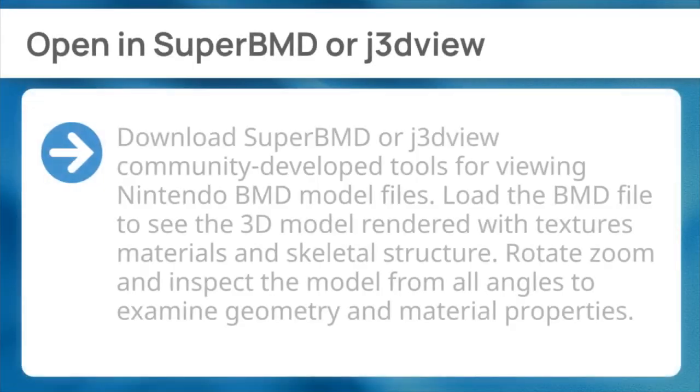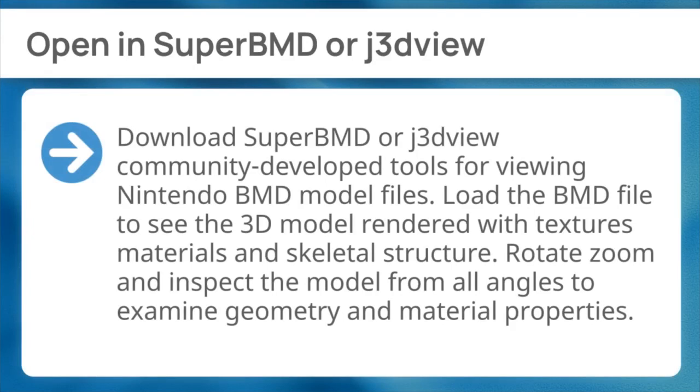First, open in SuperBMD or J3D View. Download SuperBMD or J3D View, community developed tools for viewing Nintendo BMD model files. Load the BMD file to see the 3D model rendered with textures, materials, and skeletal structure. Rotate, zoom, and inspect the model from all angles to examine geometry and material properties.